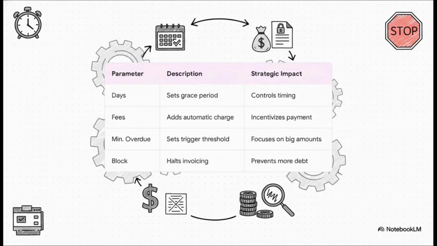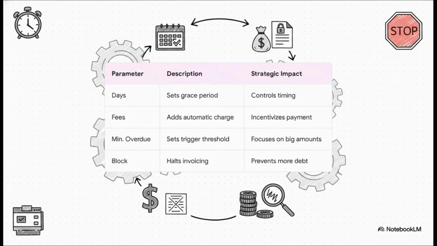And this right here, this is where the magic happens. For every single letter in your sequence, you have these powerful levers you can pull. You can decide the days, which is basically the grace period. Maybe you give your best customers a little more time. You can automatically add fees to really encourage them to pay up.